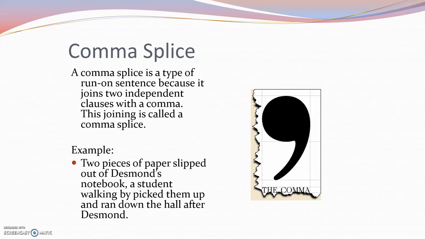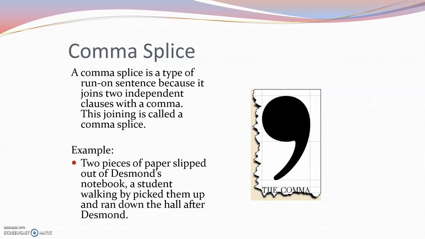Two pieces of paper slipped out of Desmond's notebook, comma. A student walking by picked them up and ran down the hall after Desmond. So we're going to look before the comma. Two pieces of paper slipped out of Desmond's notebook. We've got pieces as the subject, slipped as the verb, out of Desmond's notebook completes the thought. So it's an independent clause.